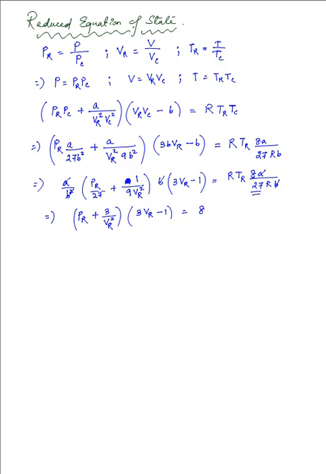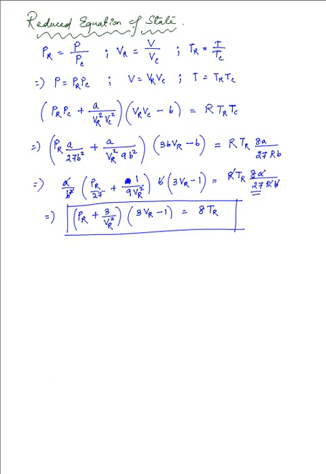times TR, with of course the R term cancelled out. We have just 8 times TR over here. So this is now the reduced equation of state, which does not contain the parameter.